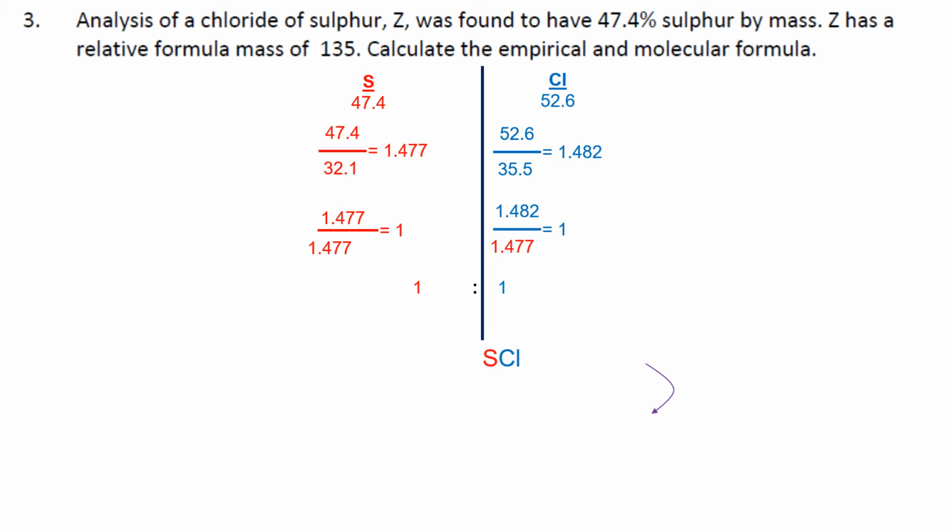That's the empirical formula. That adds up to 67.6, but the MR is 135. Again, we can allow for some experimental error. 135 divided by 67.6, we get 2. So we need to multiply everything by 2, so we get S2Cl2.